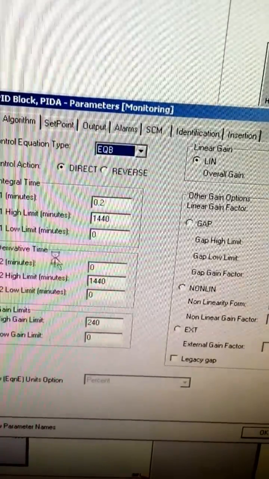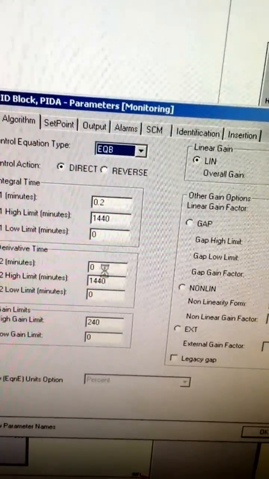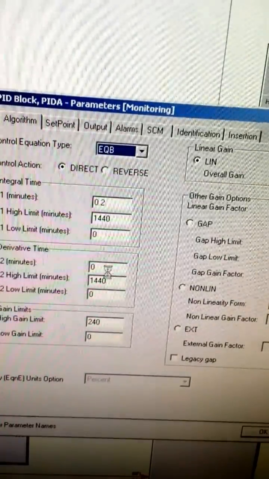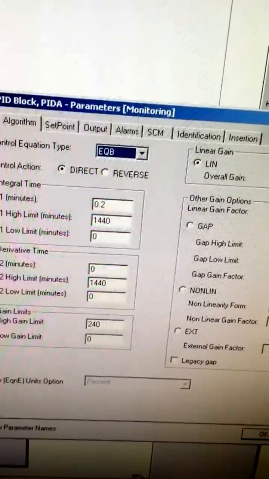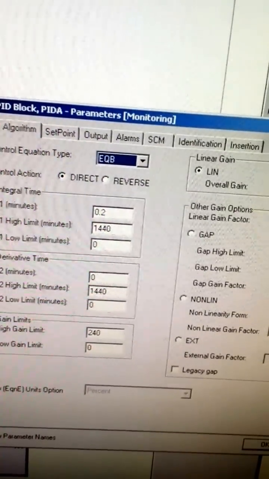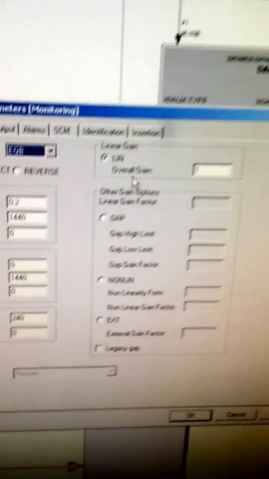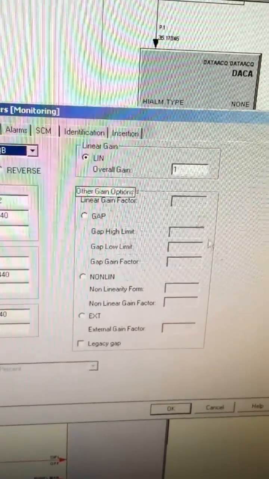Now for derivative time, the T2 is 0. That means it has no use. So even though this is a PID, it is used only for proportional and integral. Now the overall gain is 1. Okay.